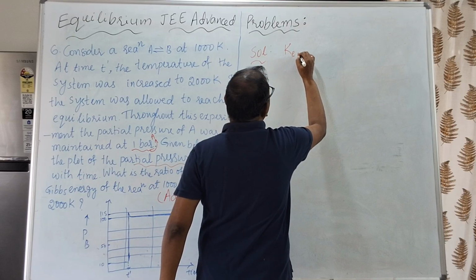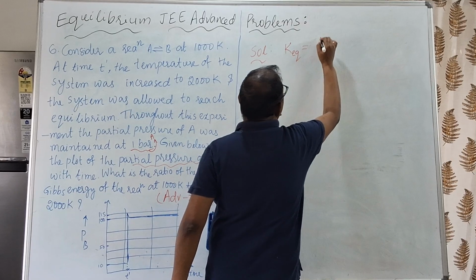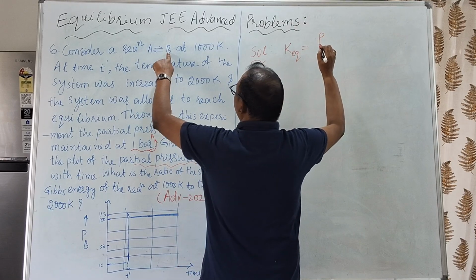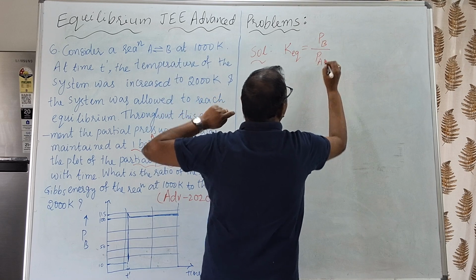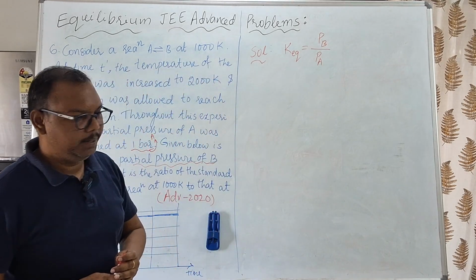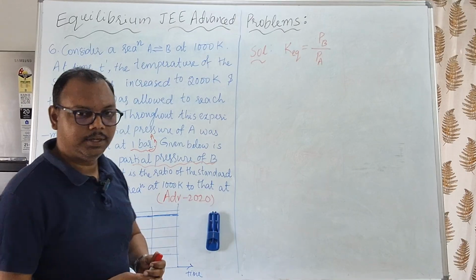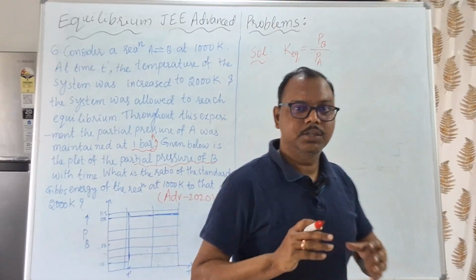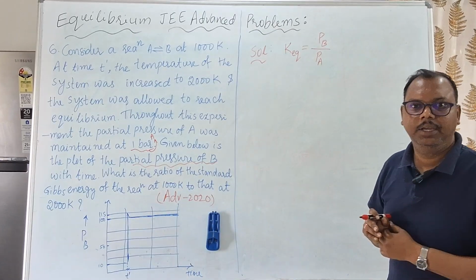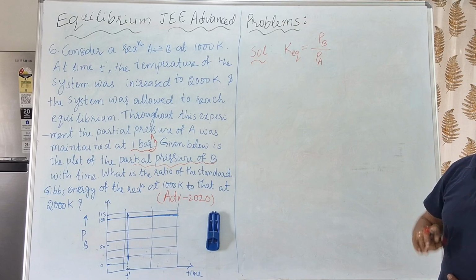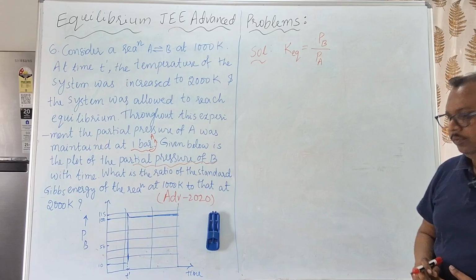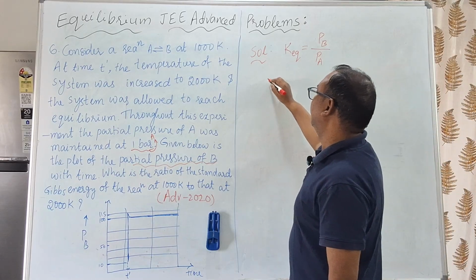K equilibrium is equal to the partial pressure of B, product, by reactant, partial pressure of A. You have to write like that, B by A. Is that clear? Yes. Partial pressure of B by partial pressure of A. When we consider that, then at 1000 Kelvin, what is the value of K equilibrium? K at 1000 Kelvin, we can write it as what?